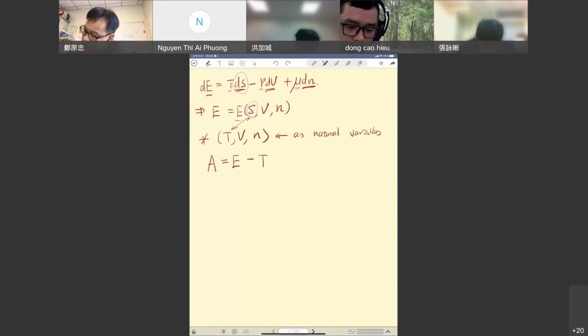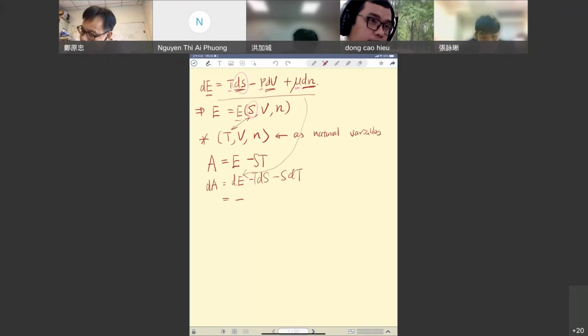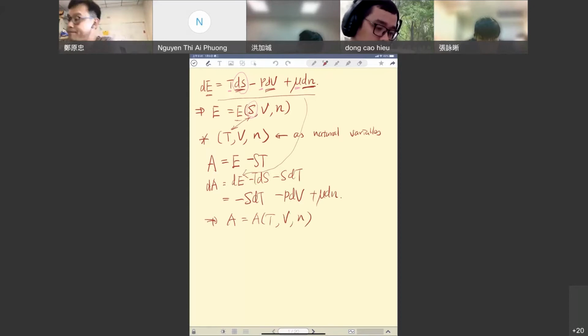If you take the total derivative, this will be dE minus TdS minus SdT. If we plug in dE here, then you can very easily see that it ends up with minus SdT minus PdV plus mu dN. So we now know that this A, the Helmholtz free energy, is actually a function of temperature, volume, and N. This is called the Helmholtz energy.